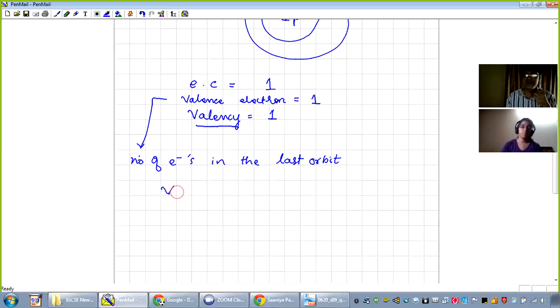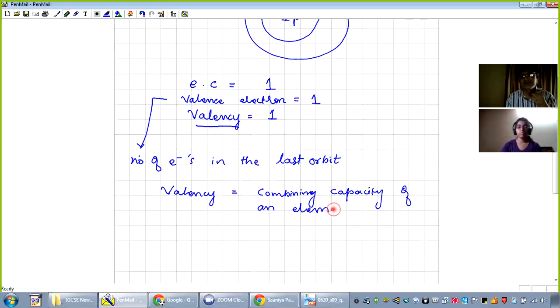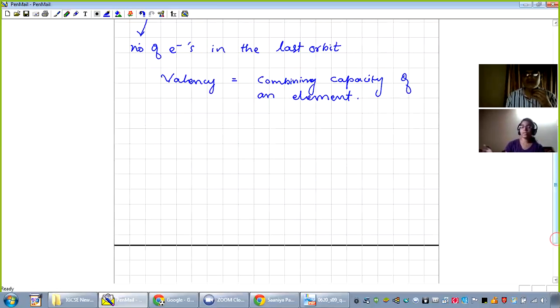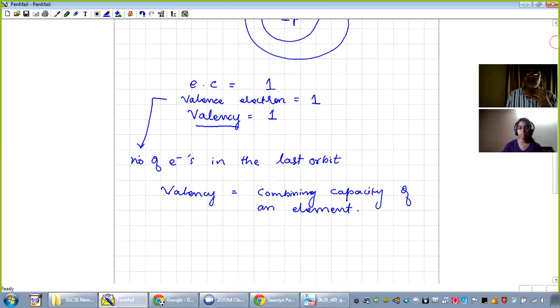Okay, I'll just give you this definition. Valency is simply the combining capacity of an element. Have you done exchanging of valencies and writing the formula of a compound? Yes, as in giving from the last orbit to make them full. Yeah, we've done that. Correct. So as per this.